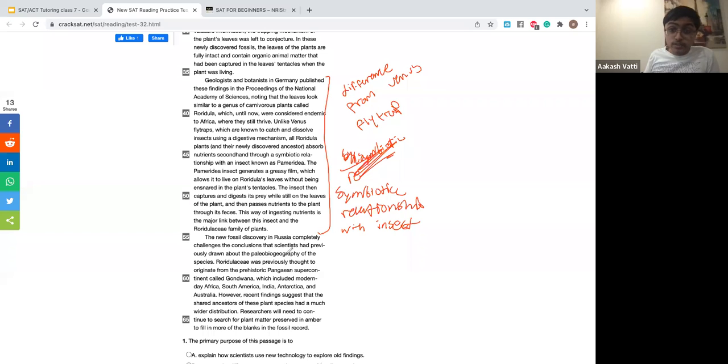The new fossil discovery in Russia completely challenges the conclusion that scientists had previously drawn about the paleobiogeography of the species. Roridula was previously thought to originate from the prehistoric supercontinent called Gondwana, which includes modern-day Africa, South America, India, Antarctica, and Australia. However, recent findings suggest that the shared ancestors of these plant species had a much wider distribution. Researchers need to continue to search for plant matter preserved in amber to fill in more of the blanks in the fossil record.